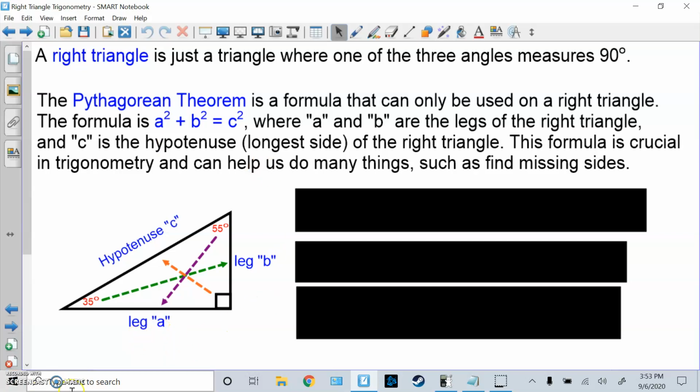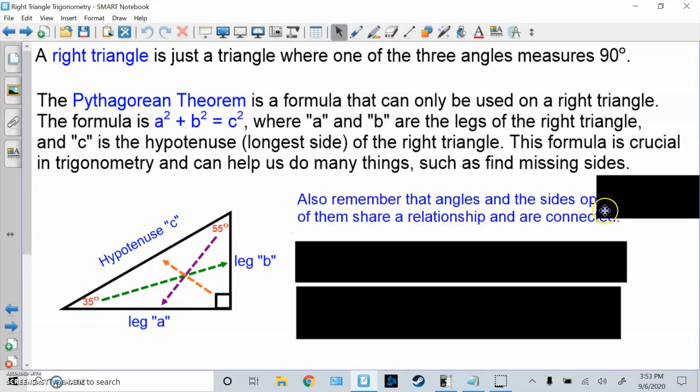So here's an example picture of a right triangle. The right angle mark means 90 degrees. Here are two legs, A and B. Now you can switch the order of that, it doesn't matter. But C is the hypotenuse, it's across from the 90. That's why I drew an arrow, the orange arrow here.